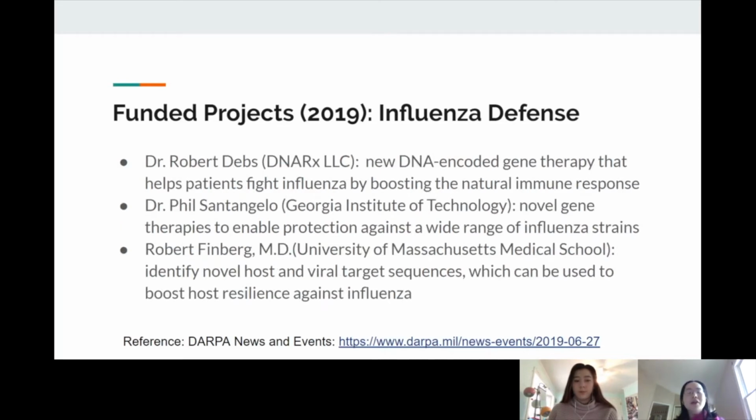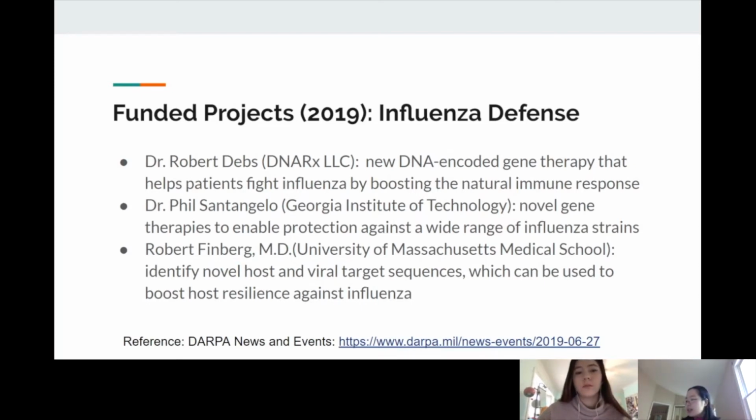And let's take a look at the 3 projects that were funded for this section, the influenza defense. And so first is a team led by Dr. Robert Debs. So this is in DNAR X LLC, and this team aims to develop a new DNA encoded gene therapy that helps patients fight influenza by boosting the natural immune response and other protective functions of their nasal passages and lungs.